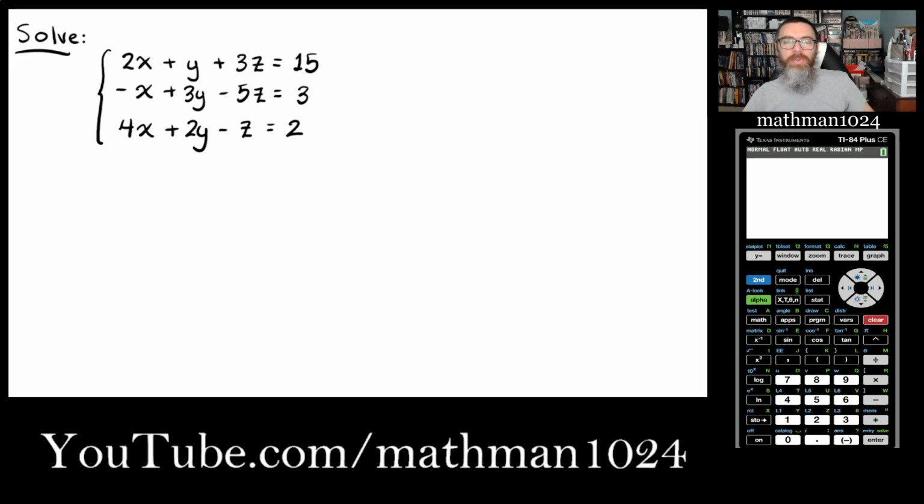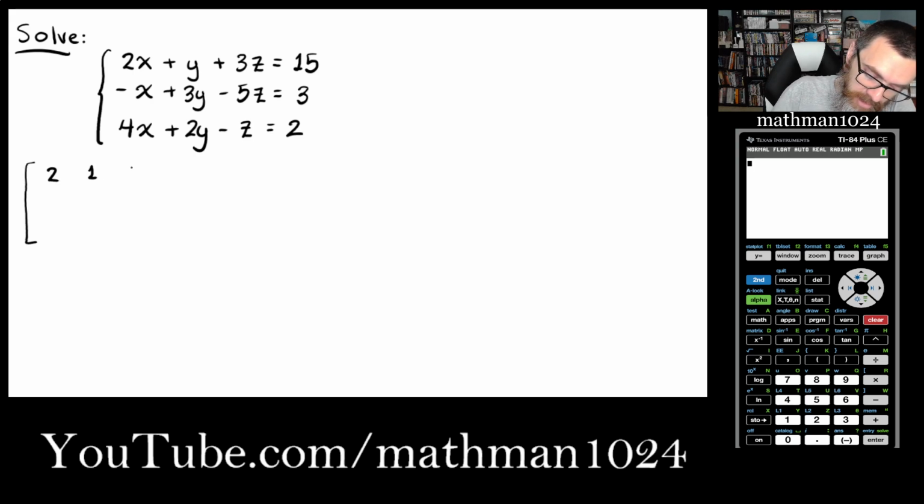All right, here we go again. Let's solve this one using matrices, and let's see if we can get to the reduced row echelon form to get our answers. So first, going into that augmented matrix. Again, it's all about those coefficients. Got to make sure that we copy things correctly.